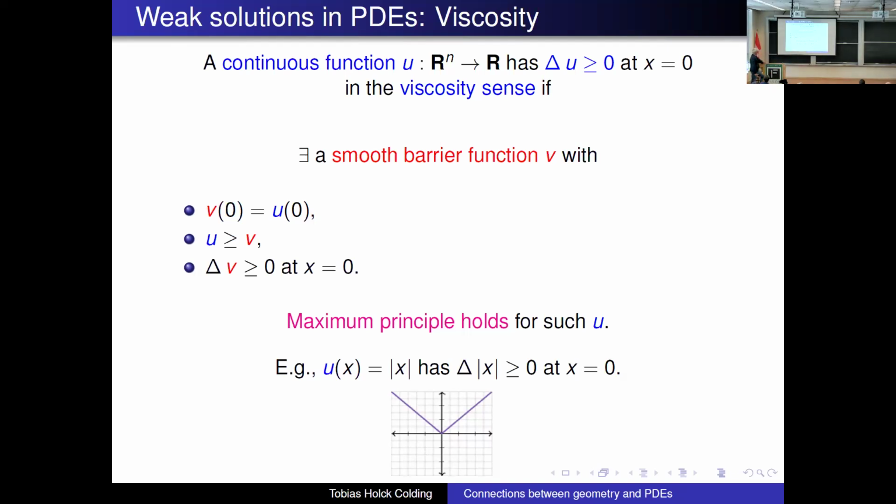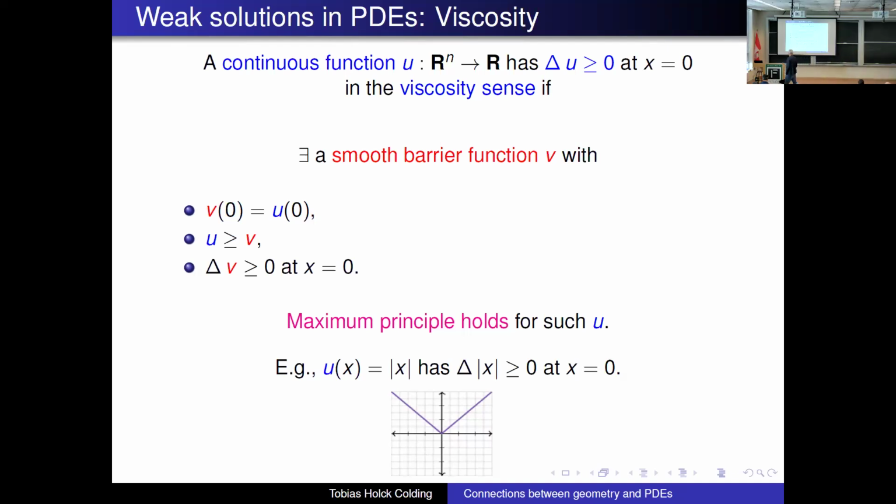if there exists a smooth function V, usually referred to as a barrier function, that coincides with U at the origin and lies below U everywhere, or at least in a neighborhood of the origin, and the Laplacian of V is non-negative. If there exists such a function, then this continuous function U is said to have Laplacian bigger or equal to 0 at 0. And of course, if this holds everywhere, then we say that the function is subharmonic.